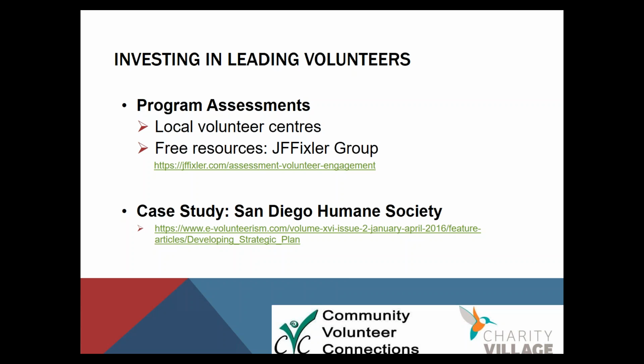I also included a case study from the San Diego Humane Society. Now, this is a journal article you have to pay for, but if you're interested in learning more about how to assess and understand the impact of your volunteer program and develop a strategic plan around it, case studies are just fabulous. So that's a really good resource if you're interested in doing that.